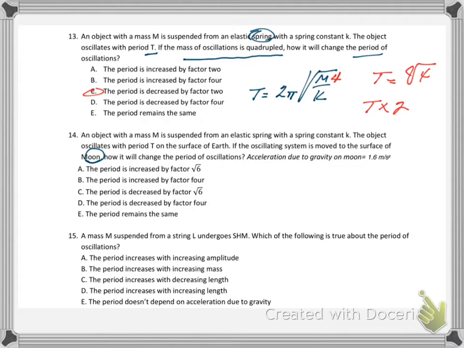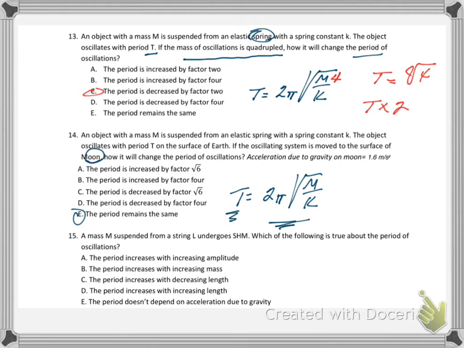So the period equals 2π square root of m over k. So you can see that g is not a part of this equation, so the period is independent of g. So it's not going to affect this equation at all, so the period will remain the same.